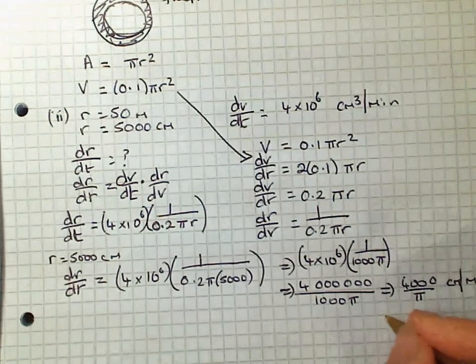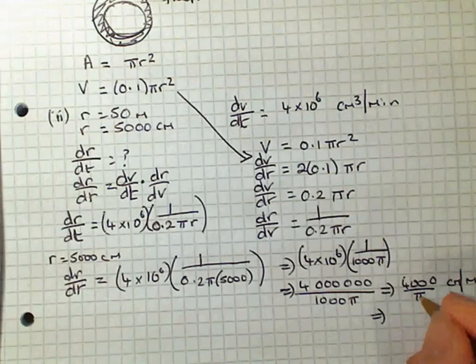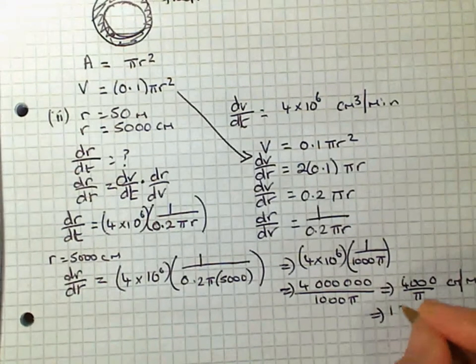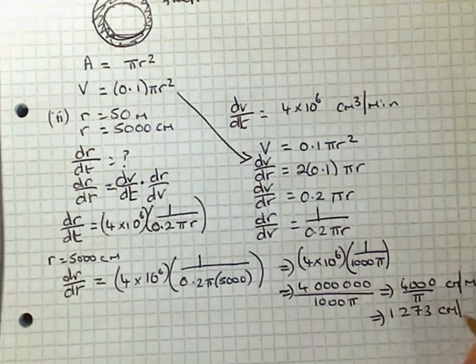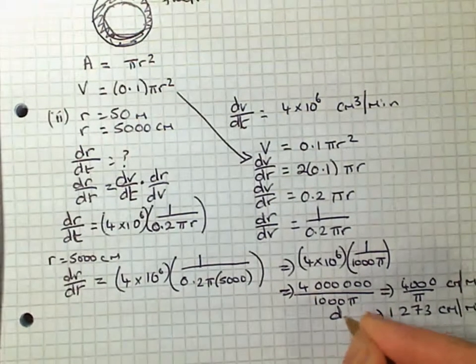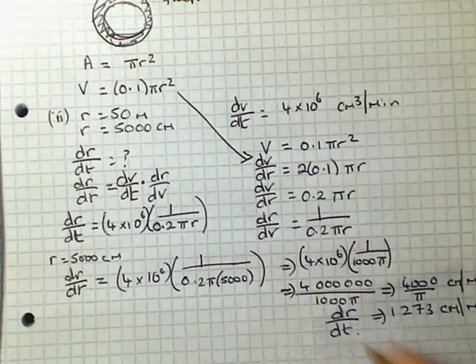That's what you were asked. And then just putting it into the calculator, you get 1273 centimeters per minute is the change in the radius with respect to time.